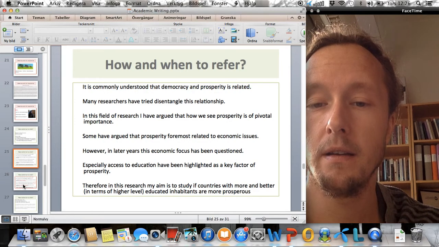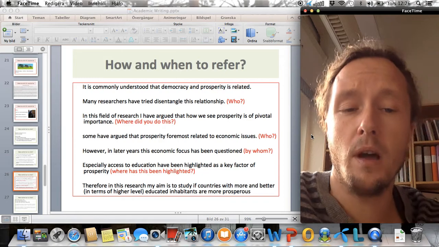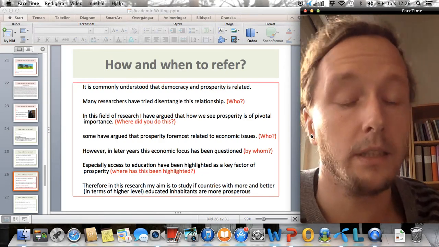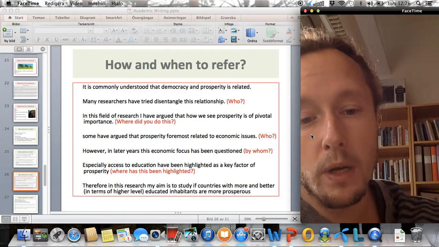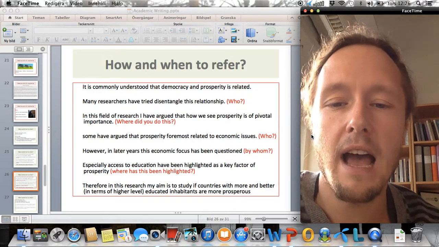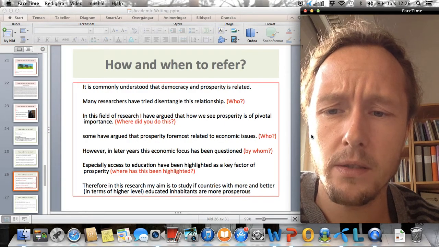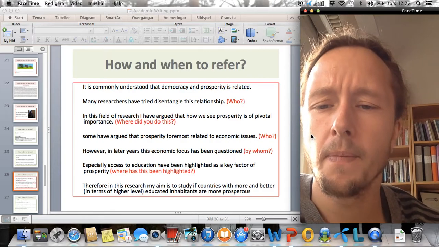Okay. And here in the next slide, then, you have the answers. It's commonly understood that democracy and prosperity are related. Okay, it's commonly understood. You're referring to a common assumption. We understand that. It's clear. Many researchers have tried to disentangle this relation. Okay, which research is that? Here you have to put a reference. Who are you talking about here? Many researchers. Give us the reference.